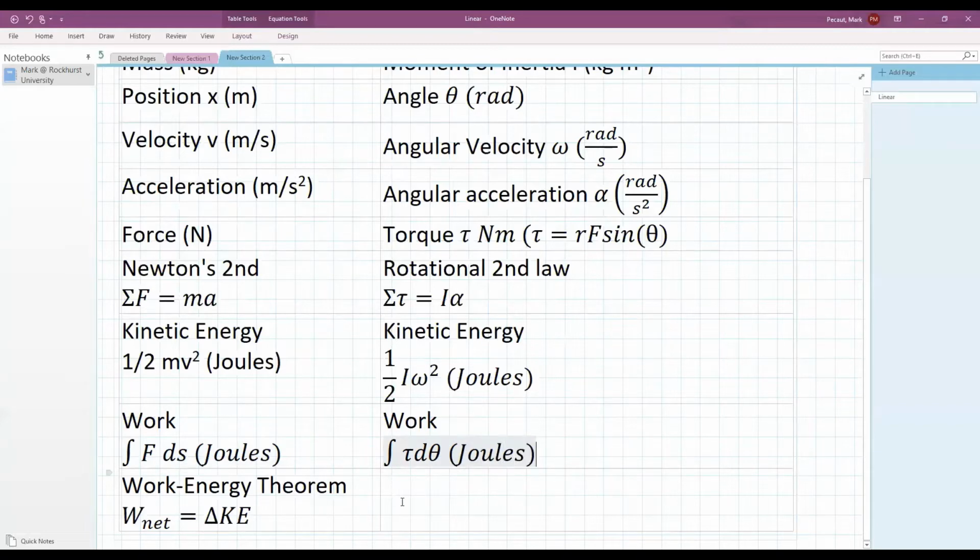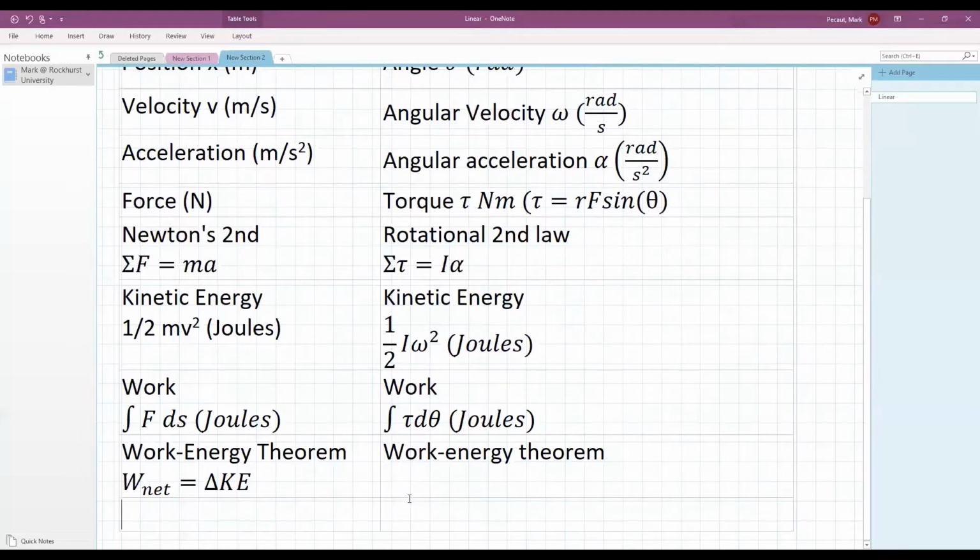Okay, then what is the rotational version of the work energy theorem? Well, it's still the work energy theorem. And that states that the net work done is equal to the change in kinetic energy. The rotational version of that is still the same. The net work done is equal to the change in kinetic energy.